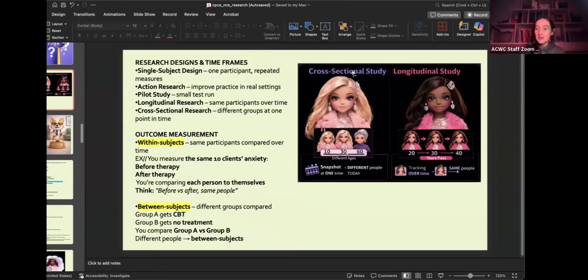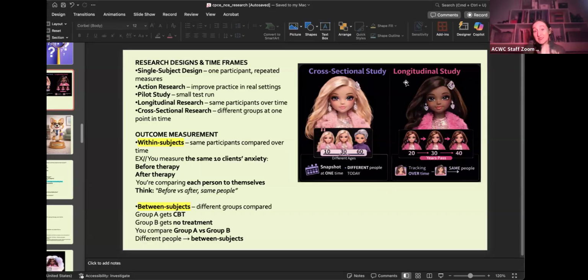Like here in this picture in cross-sectional, they're using different ages, but it's different people at this one place in time, right? You get different ages and different heritages and lots of different things. If it's longitudinal, do you see how the word long is in there? Long is in longitudinal. It literally means that over a long period of time, you're going to track the same people over a long period of time. That's all it means.